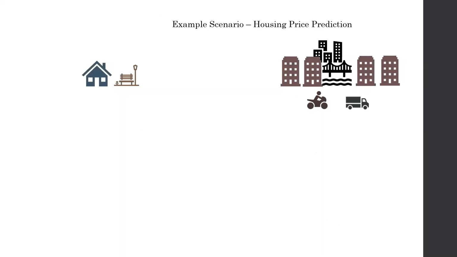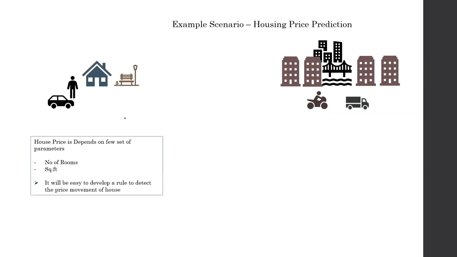Let's look at a simple scenario. Say you have to build a model to predict a house price, and it depends on only two parameters, let's say number of rooms and square feet. Then it will be very easy for you to define a rule. It could be some constant times x plus some constant times y. This is a simple rule you can define, and based on that you will be able to get a simple prediction.